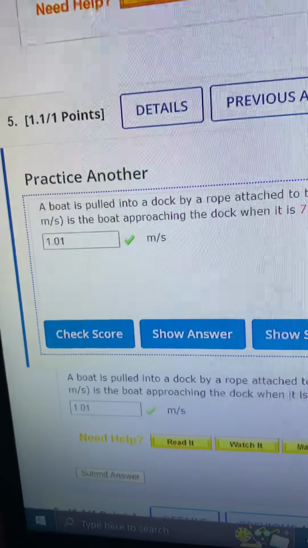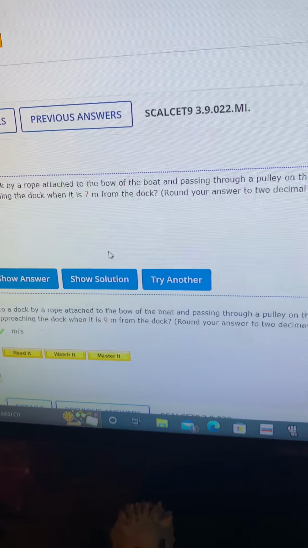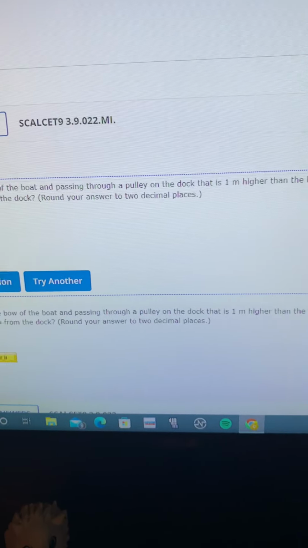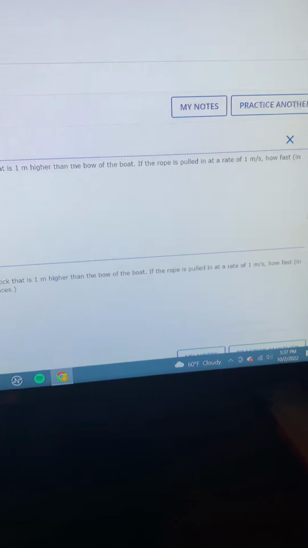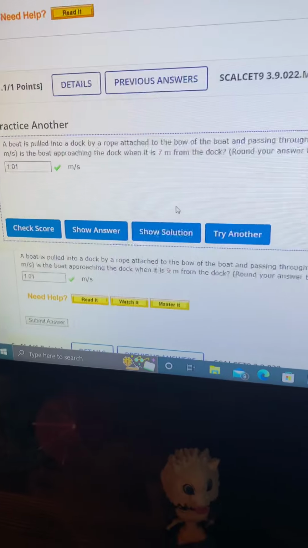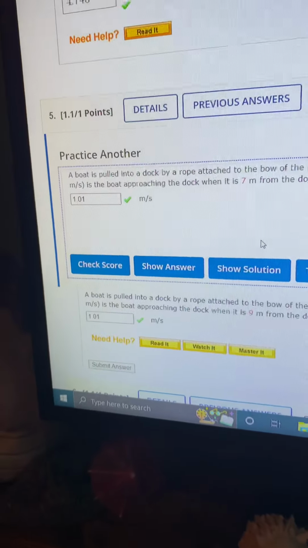Yes, cool. All right. So our question is asking, a boat is pulled into a dock by a rope attached to the bow of the boat and passing through a pulley on the dock that is 1 meter higher than the bow of the boat. The rope is pulled in at a rate of 1 meter per second. How fast in meters per second is the boat approaching the dock when it is 7 meters from the dock? So my answer is 1.01, and here's kind of what I did.